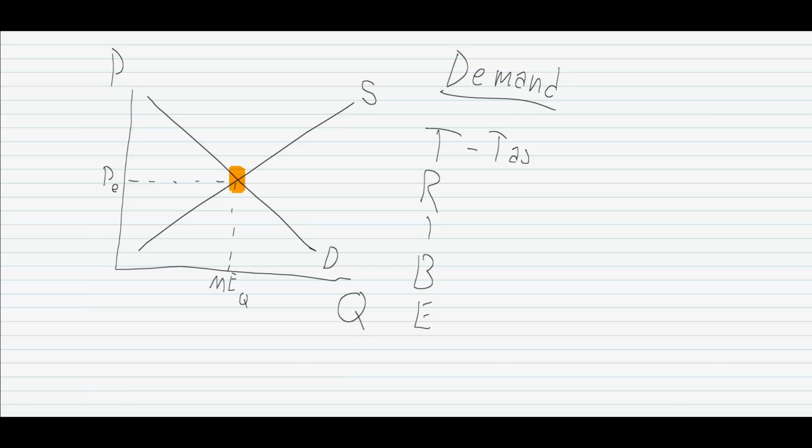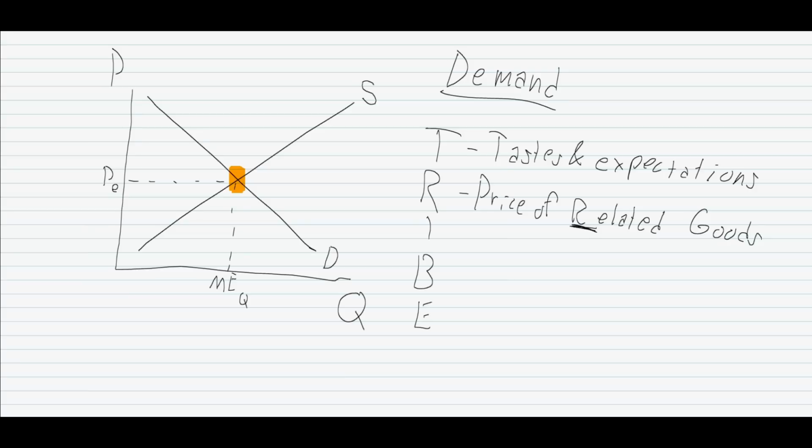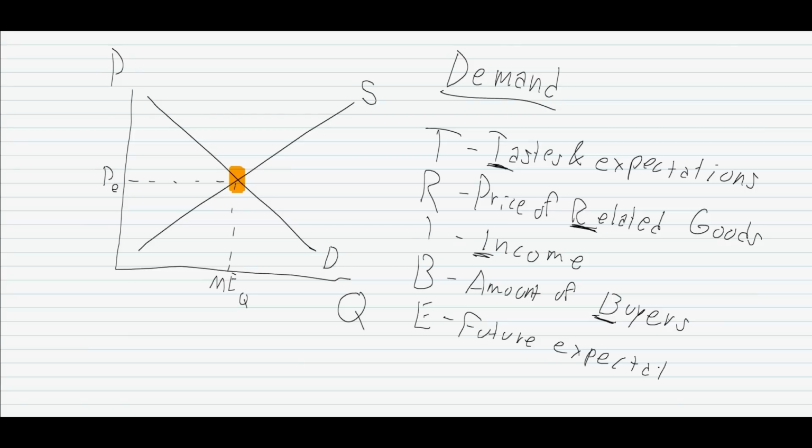Okay, first, taste and expectations. Two, price of related goods. So that's the R right there. That's T here, R there. Income. Amount of buyers. And lastly, future expectations. Right. So here's what that all means. Let's do one by one.